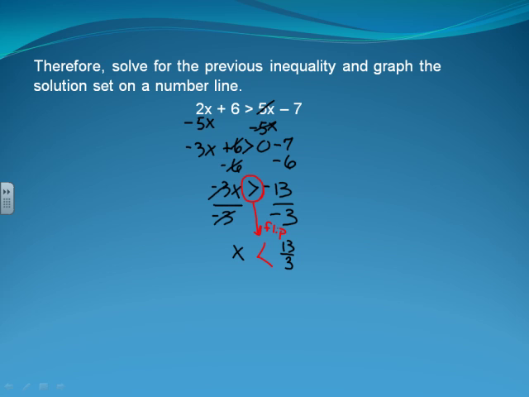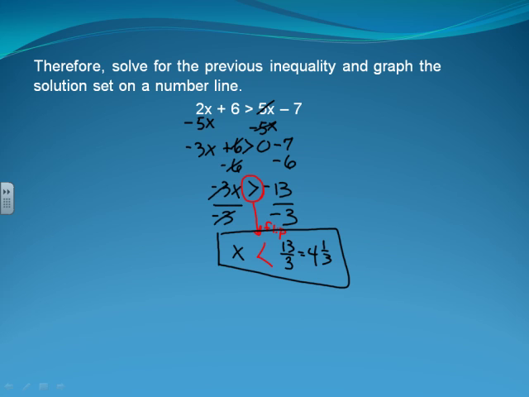You could write it as a mixed number if you wanted to. That's up to you, depending on how comfortable you are graphing on a number line. If you wanted to convert that to a mixed number, 3 goes into 13 4 times with 1 left over. All right, so that's your solution. You've got your x isolated.